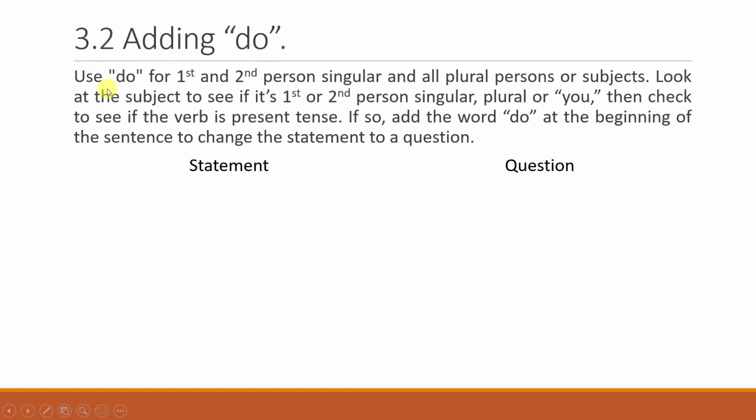3.2 Adding do. Use do for first and second person singular and all plural person or subjects. Look at the subject to see if it's first or second person singular, plural, or you. Then check to see if the verb is present tense. If so, add the word do at the beginning of the sentence to change the statement to a question.